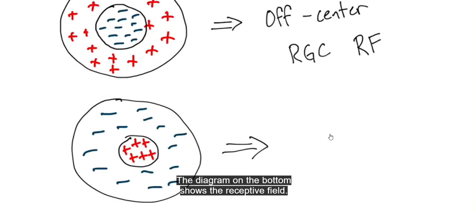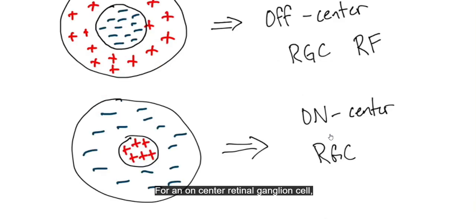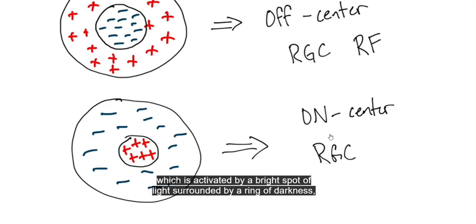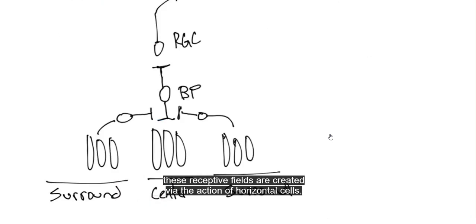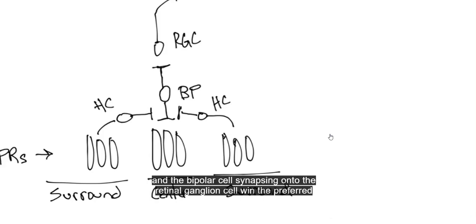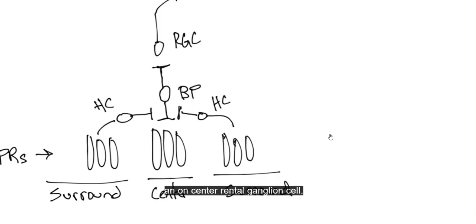The diagram on the bottom shows the receptive field for an on-center retinal ganglion cell, which is activated by a bright spot of light surrounded by a ring of darkness. These receptive fields are created via the action of horizontal cells that inhibit signaling between photoreceptors located in the central region and the bipolar cell synapsing onto the retinal ganglion cell when the preferred stimulus is in the center, and preferred stimulus can be either dark or light depending on if you're talking about an off-center or an on-center retinal ganglion cell.